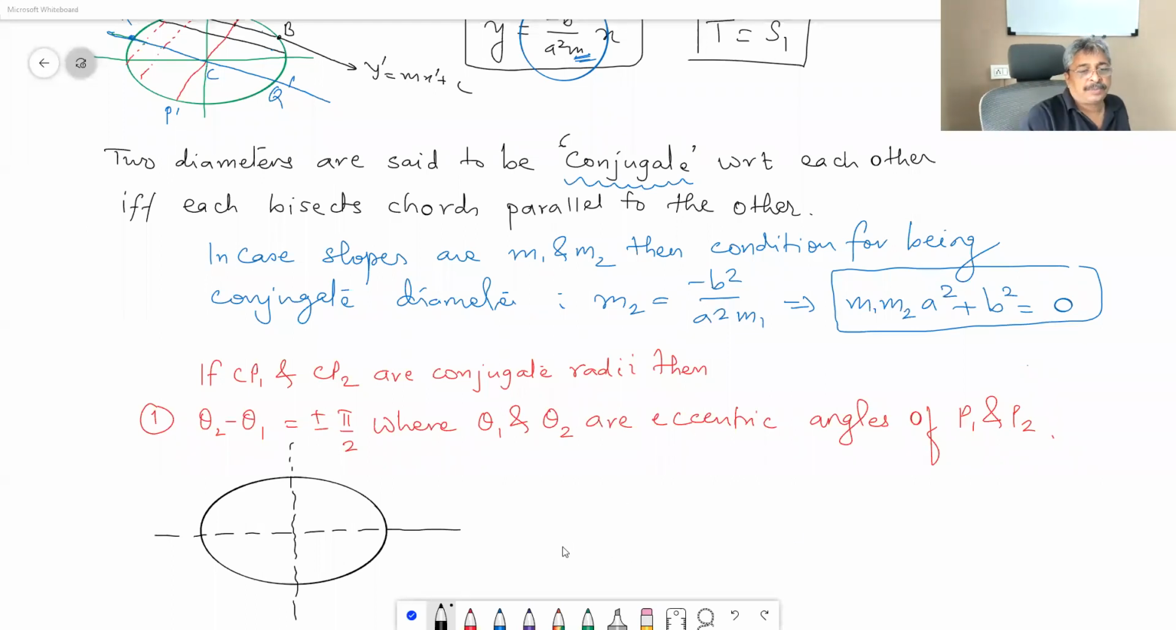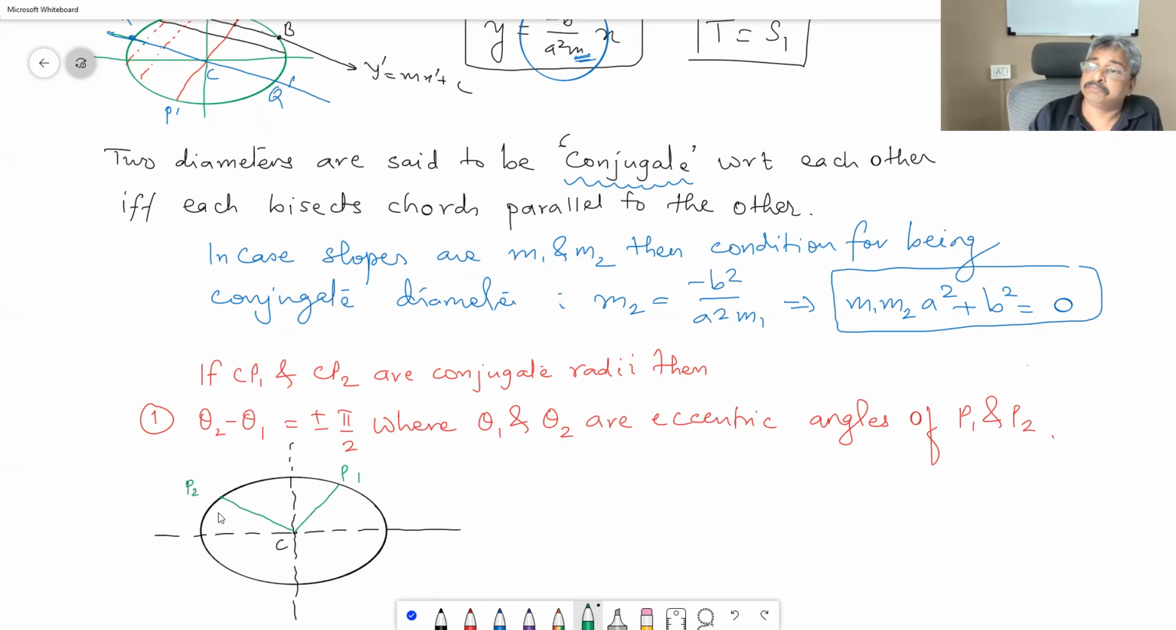Okay, next is if CP1 and CP2 are conjugate radii of the given ellipse, then their eccentric angles differ by pi by 2. Theta 1 and theta 2 are eccentric angles of P1 and P2. C is the center of the ellipse. So, if this is your first CP1, so this is the locus of midpoints of parallel chords, then CP2 is going to be here, and the actual angle between them is not going to be pi by 2.